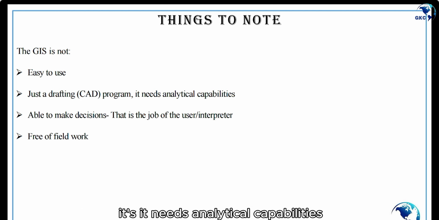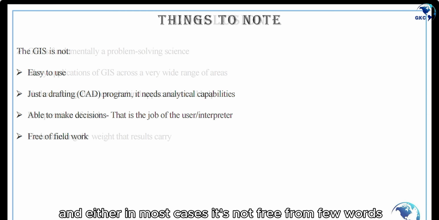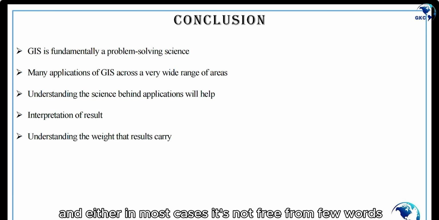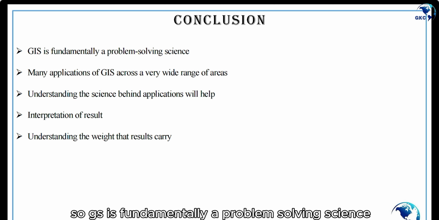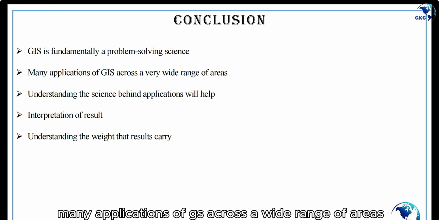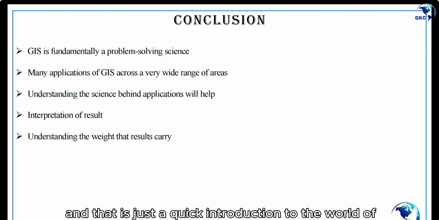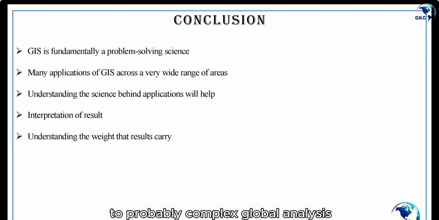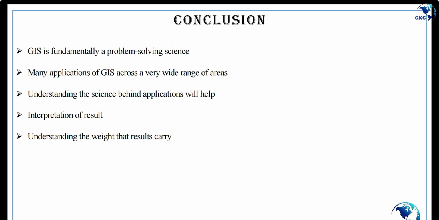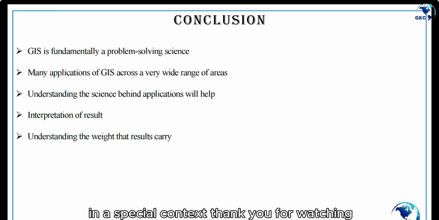It needs analytical capabilities, but to the very barest minimum, it's actually very easy to understand. It's not able to make decisions, because that's your job. It's your job to input the data and to decide what to do. So GIS is fundamentally a problem-solving science, with many applications across a wide range of areas, as we have been seeing, and that is just a quick introduction to the world of GIS. From a simple map on your phone to complex global analysis, GIS is a powerful tool for understanding your world in a spatial context.